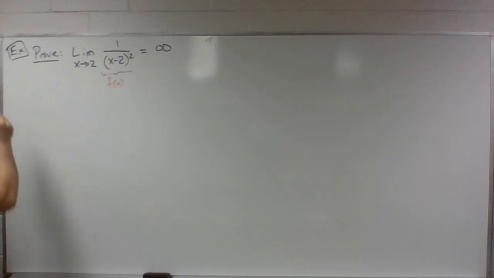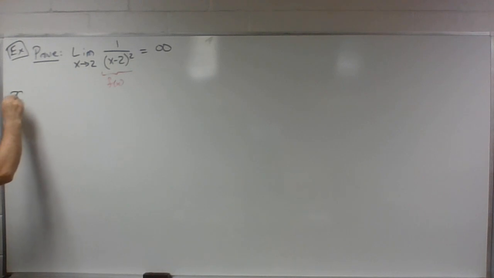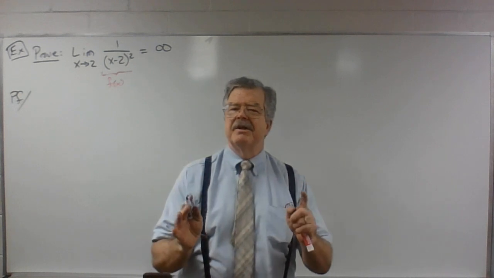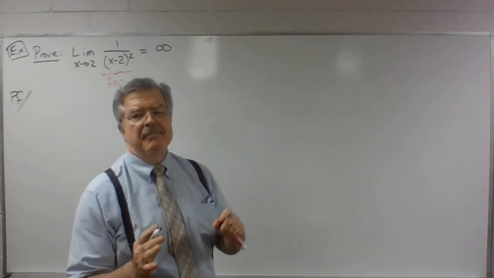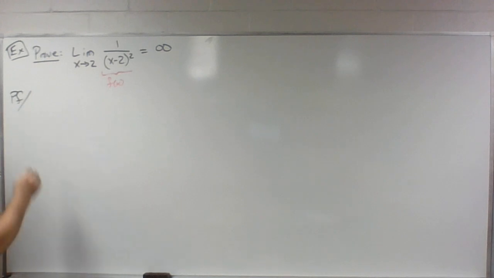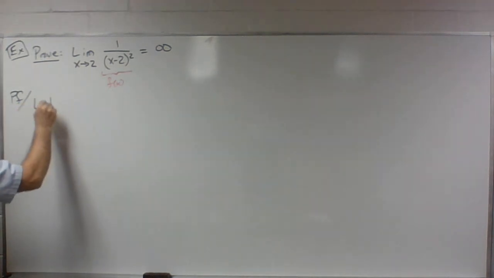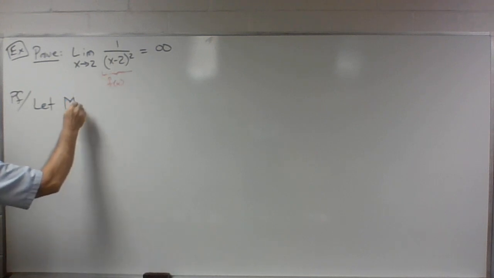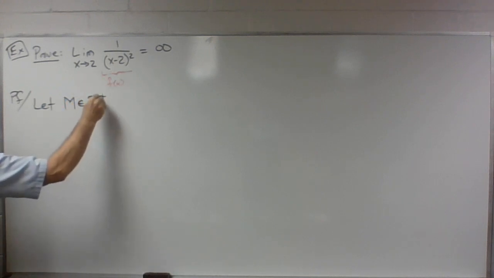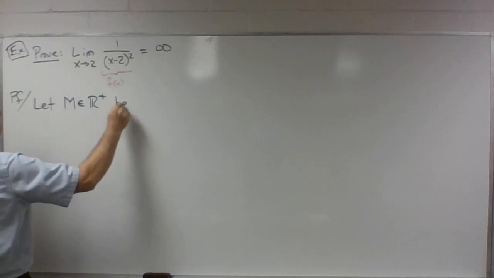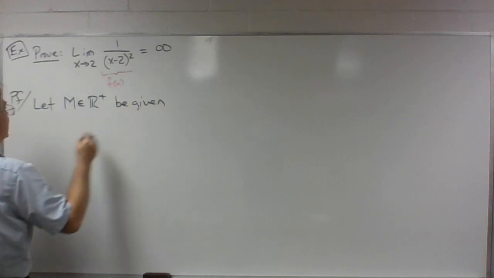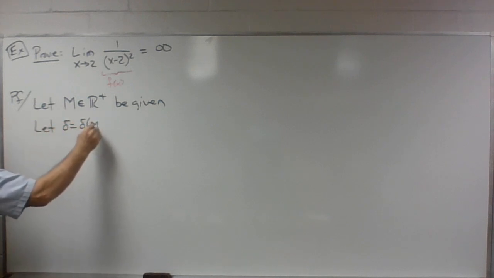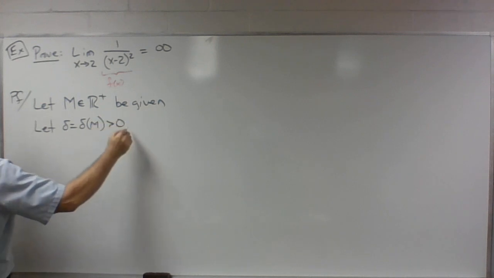So the first thing we do is we throw out the challenge. We challenge anyone to give us a real number, capital M, as large as we want, or as large as they want. And we're going to say that we'll make this function bigger than that real number M. So let the positive real number M be given. And then we say let delta equal delta of M greater than 0.